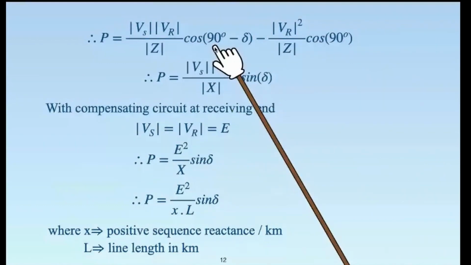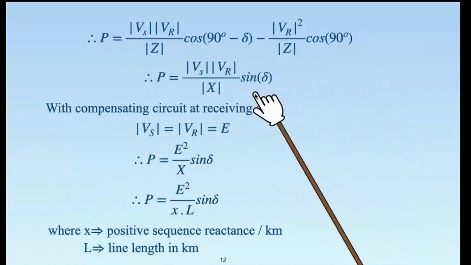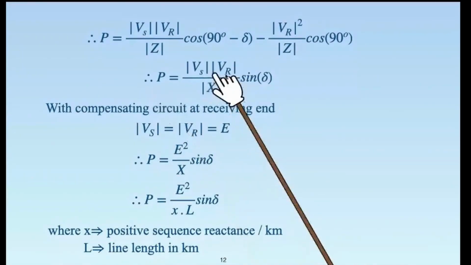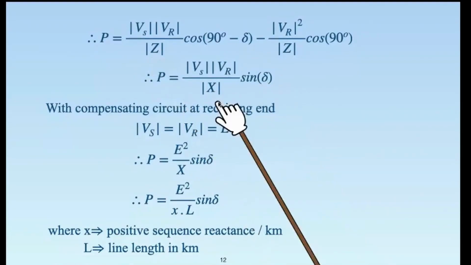Substituting theta equal to 90 degrees in the equation, the second term will not be there, right? And power can be calculated as VS VR upon X sine of delta, because Z has now become X.